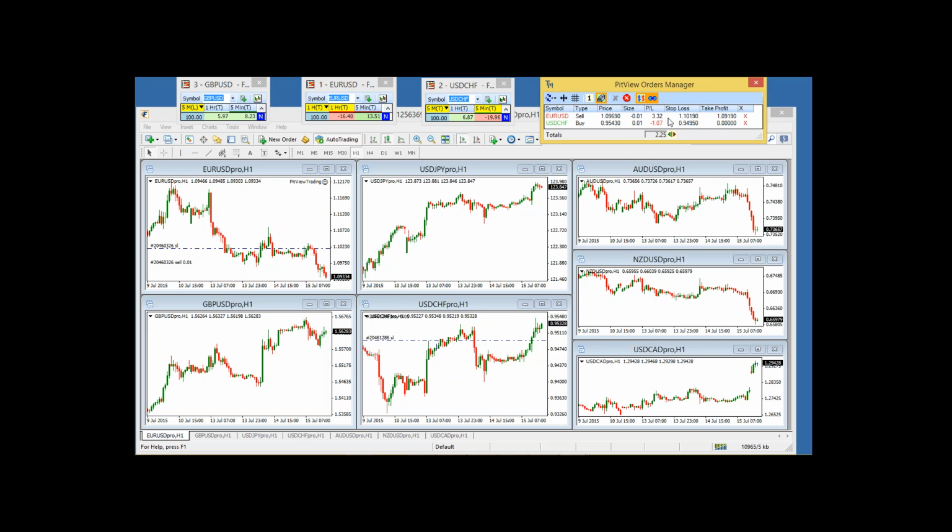We usually keep that up here too, because that will list all your trades on here. And you can manage your trades on the order manager instead of having to go back to Metatrader. Like if I want to change my stop loss on, let's say, dollar Swiss, I just double click on the stop loss and it will put my stop loss and take profit in.